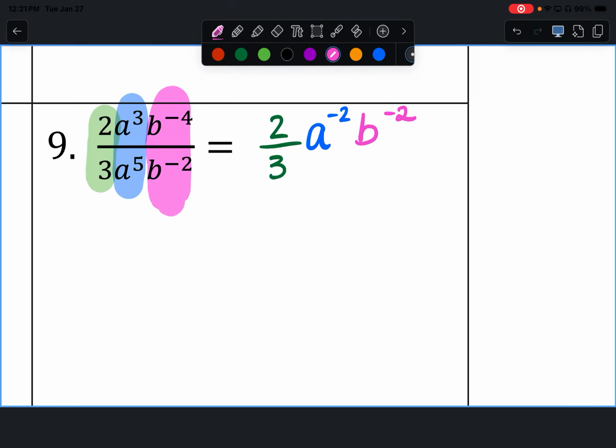Now, we still have our fraction of 2/3. Now we've got to figure out where things are going to go. Is a squared going to go in the numerator or the denominator? B squared, where is it going to go? So we get 2 divided by 3a squared b squared.